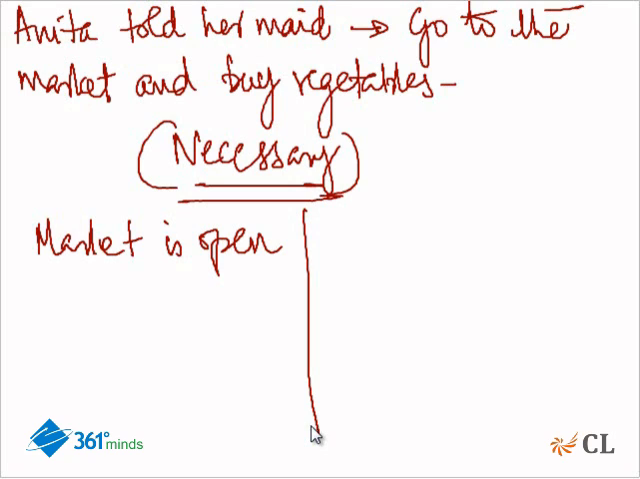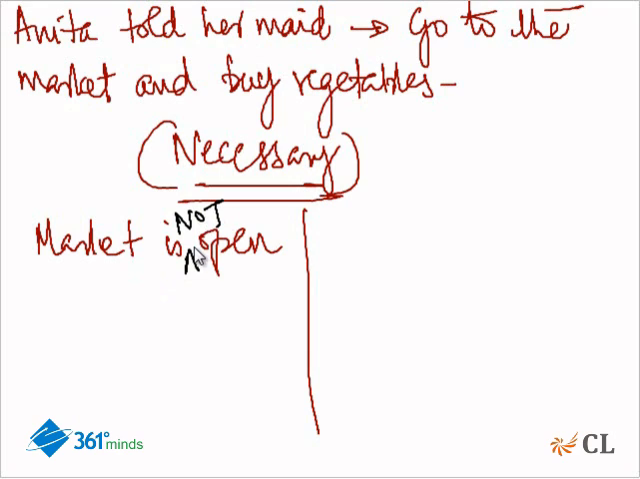Assumption is something that is necessary. For instance, to be a mother, it is necessary that you have to be a woman. Which means, if I do the negation test, if you're not a woman, then I know for sure you're not a mother. Something like that. Let me explain this here. If I negate the statement that the market is open, that is, the market is not open, what does that do to the original statement? It will destroy it, right? If the market is not open, why is Anita telling her maid to go buy vegetables from the market? Therefore, market is open is an assumption, a necessary assumption.